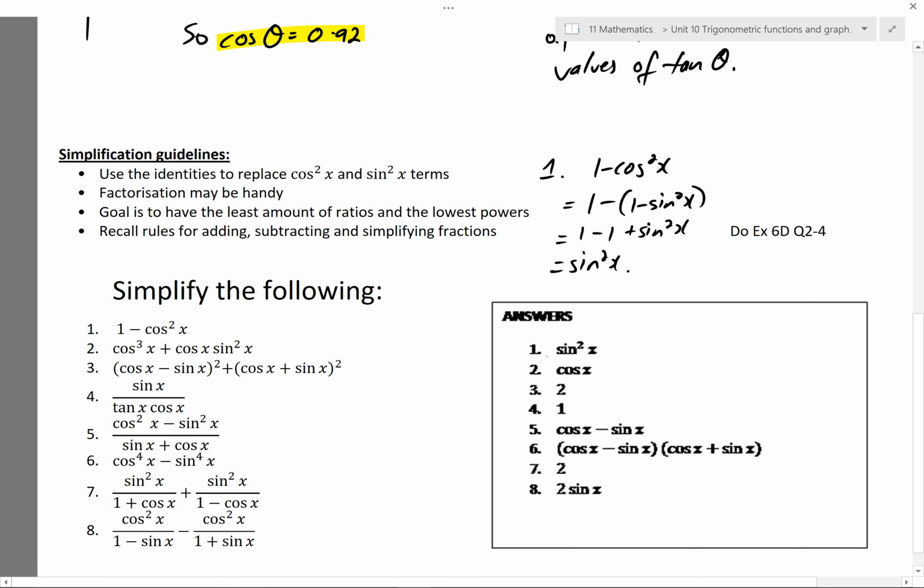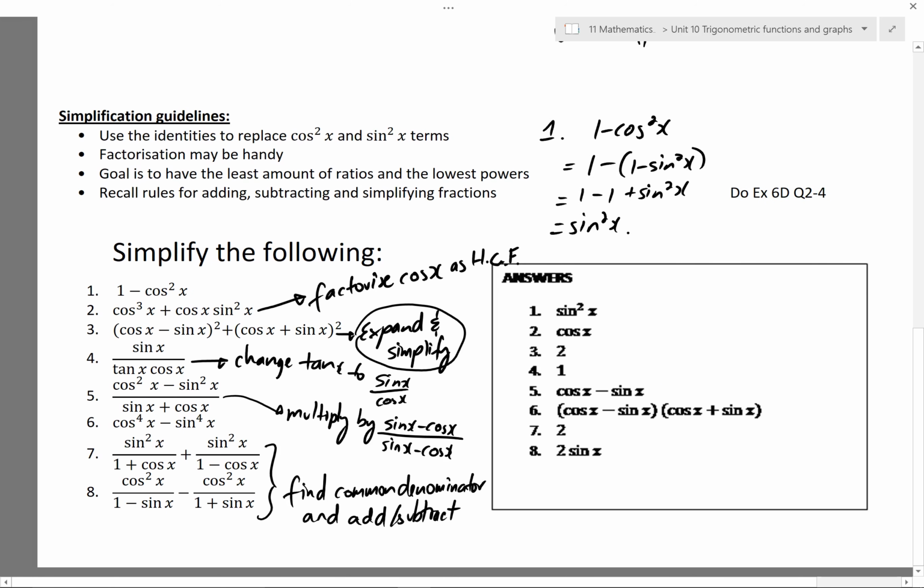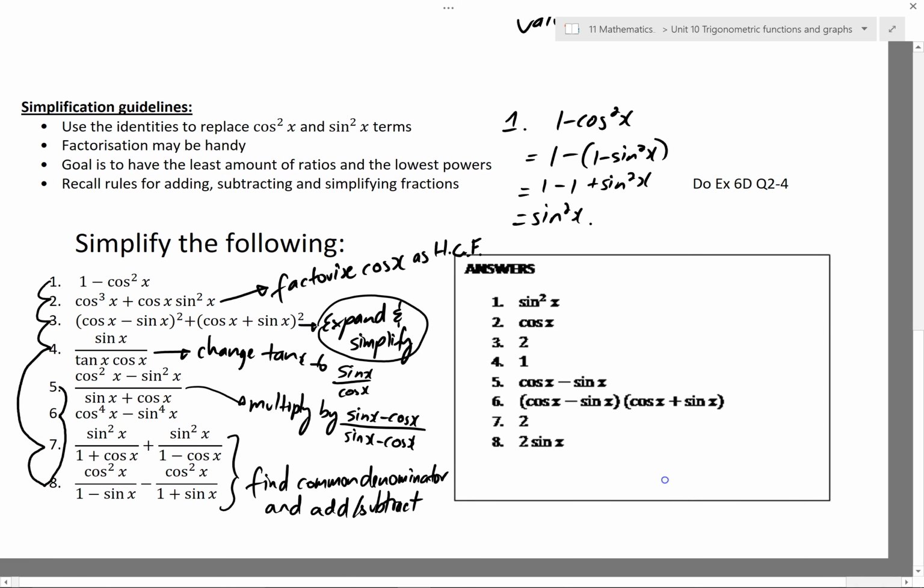All of these problems will require some little trick. I'll write down the little hints here, so there's a tip for each one. Take the expression, do true things to it all the way down, and try and make it look like these answers. I'd recommend going down to question 4, and then doing question 7 and question 8, and then going up to 6 and 5. Just the level of difficulty that I think there is. There's also some additional questions in exercise 6D that you can have a go at. Good luck.